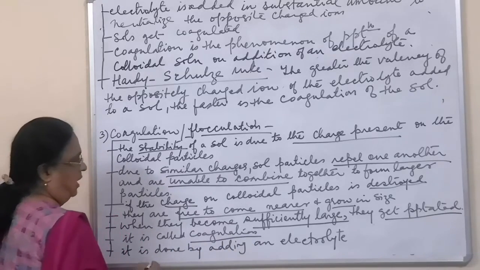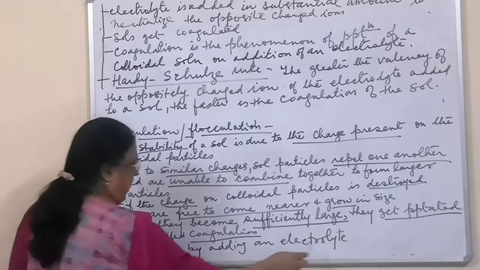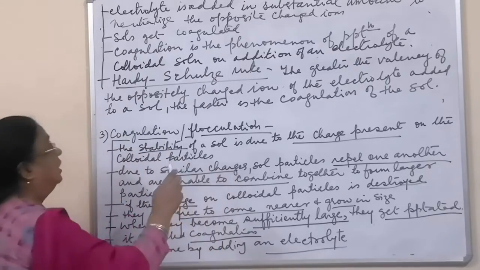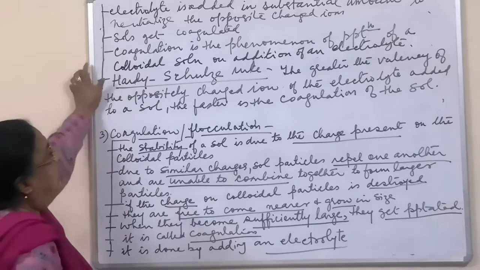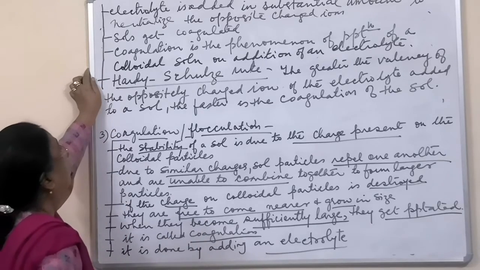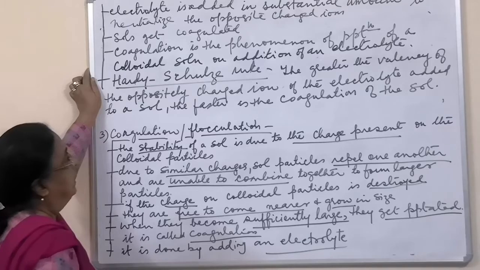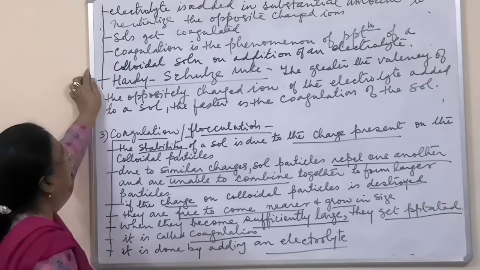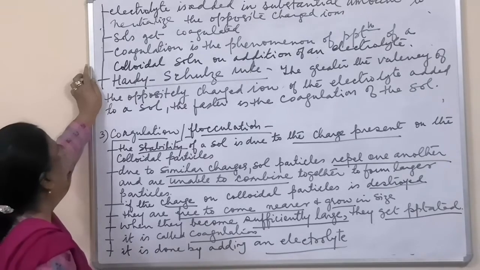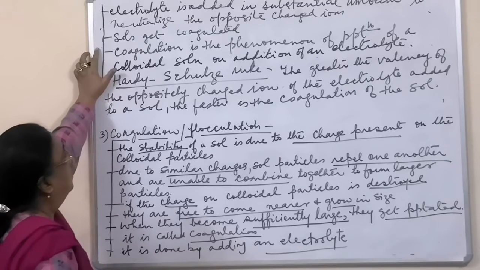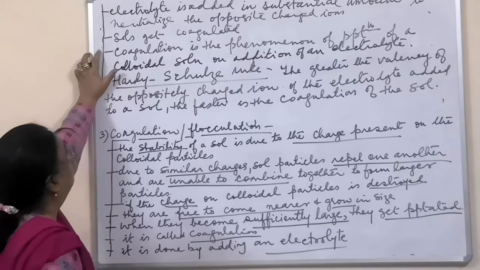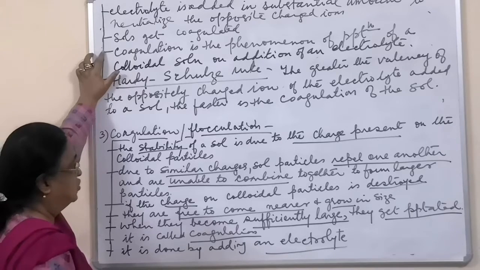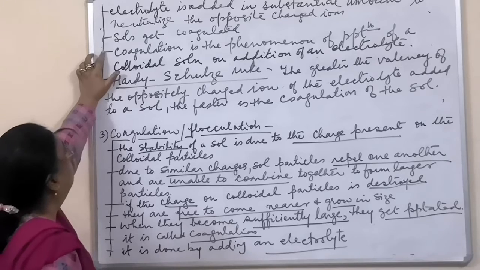So how can we destroy the charge? If we add an electrolyte, added in substantial amount to neutralize the opposite charge, in an accordingly calculated amount, of the kind of charge we want, not just any charged particle you can add. So the required amount of this electrolyte is added, and when that is added, the charge on the colloidal particle is neutralized.